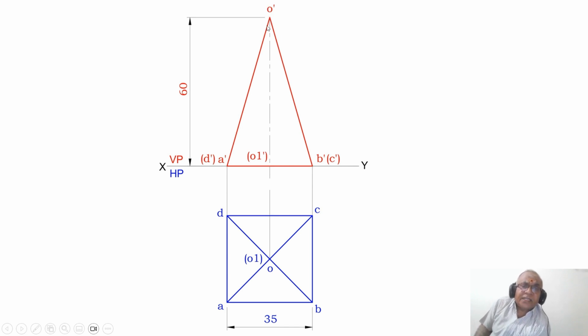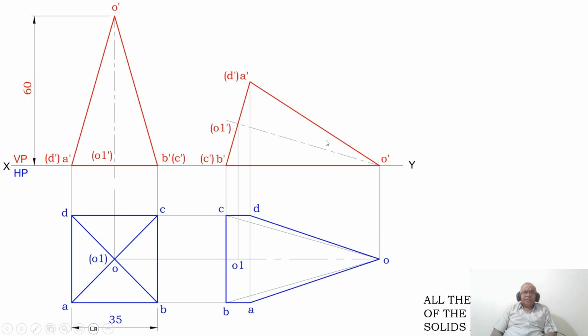Then you mark this as big dash and small dash, which is O dash and O1 dash. So this is how we will be able to draw the initial position of the top view and front view of a square pyramid. Now, then he says one of the triangular faces is resting on HP. So I am resting O dash, B dash, C dash on the XY line.